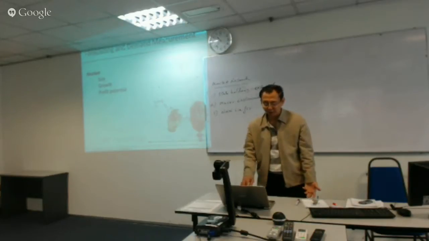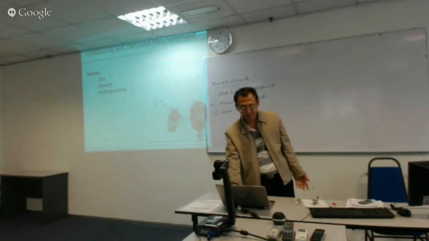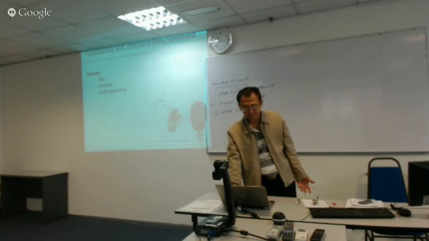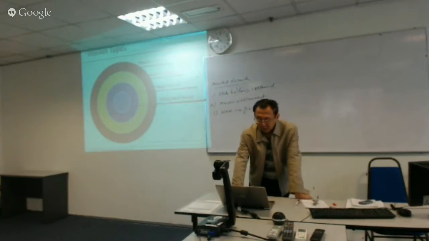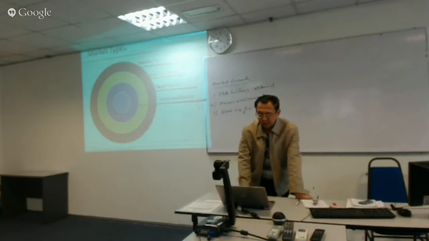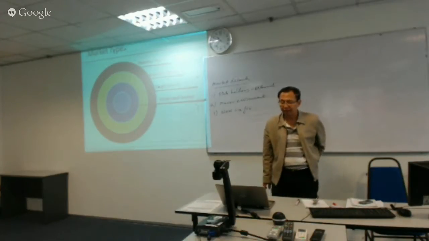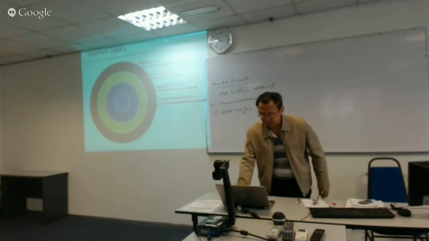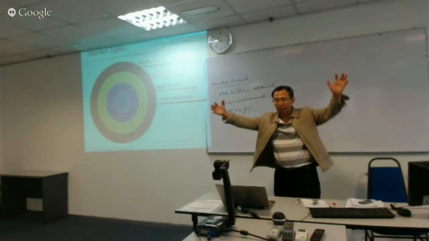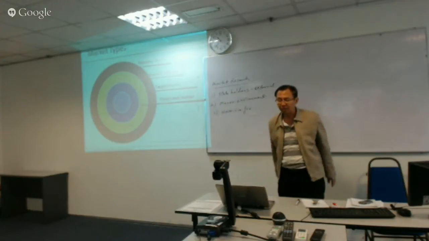Size, growth, profit potential, forecast on demand. Okay, market types. Potential market, available market, target market, penetrated market. So you see the shrinking of size from level to level.